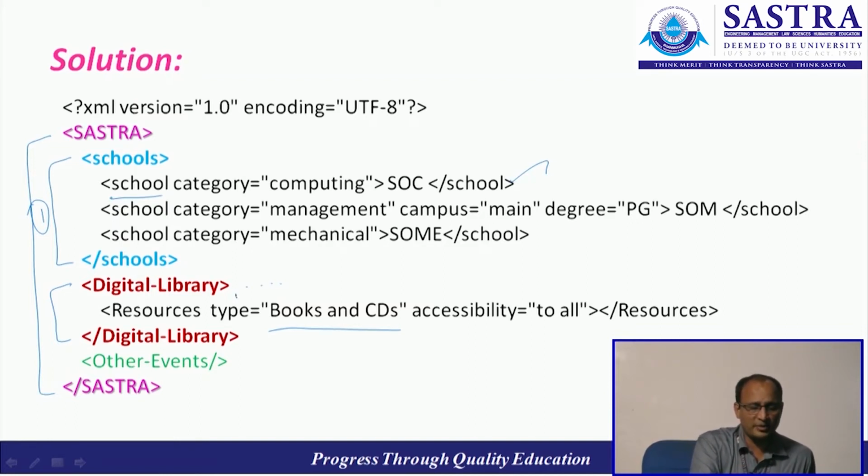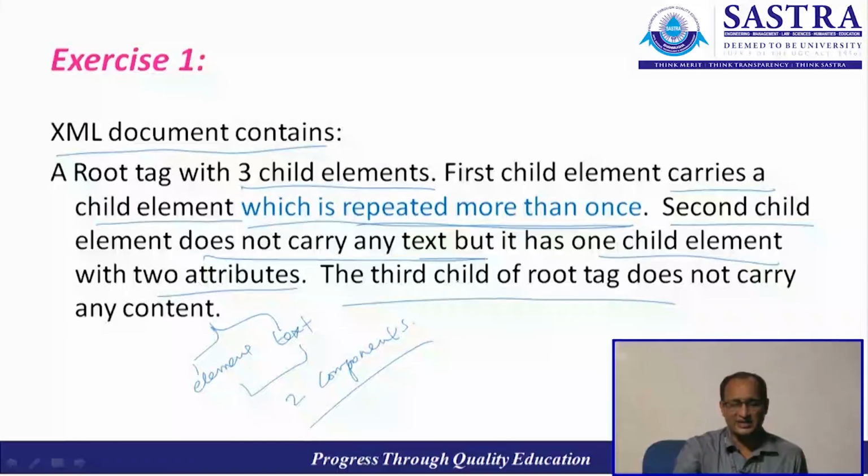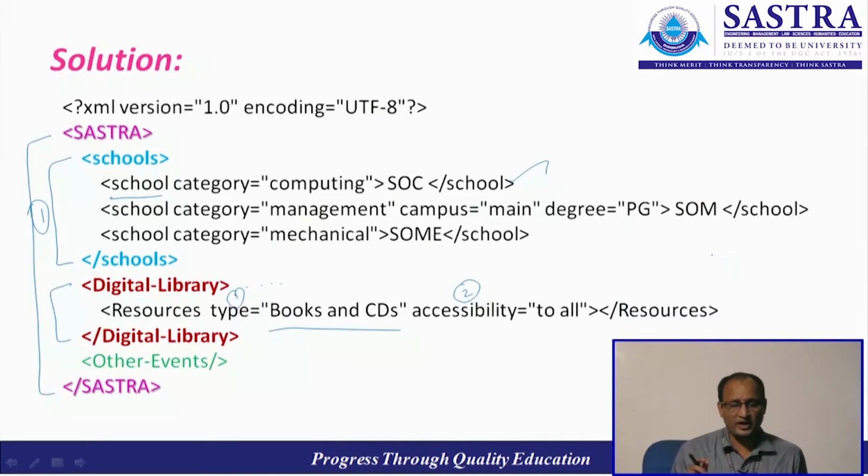Type is one attribute and accessibility is another attribute. As specified in this slide, the second child element does not carry any text, but it has one child element with the two attributes. Resources is the child which has two attributes, and I have closed this document with the third child, which is other events. The other events may be explored in future. For example, the other events may or may not have any child, subchild or attributes.